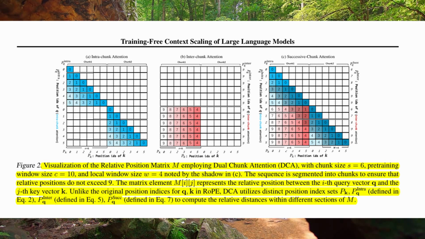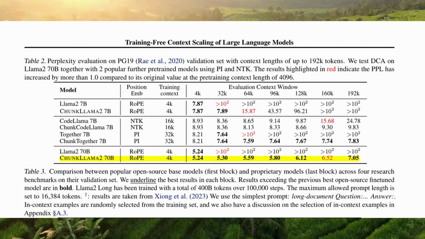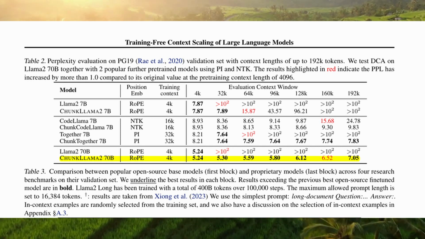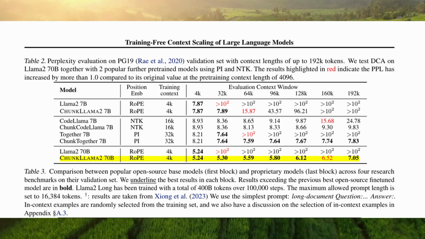By decomposing the attention computation for long sequences into chunk-based modules, DCA manages to effectively capture the relative positional information of tokens within the same chunk, intra-chunk, and across distinct chunks, inter-chunk, as well as integrate seamlessly with flash attention. In addition to its impressive extrapolation capability, DCA achieves performance on practical long-context tasks that is comparable to or even better than that of fine-tuned models.